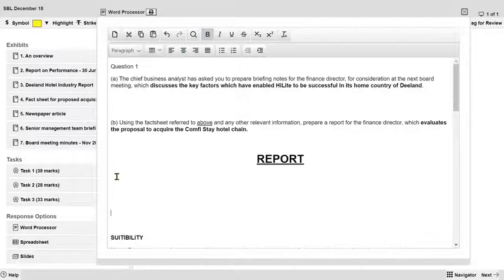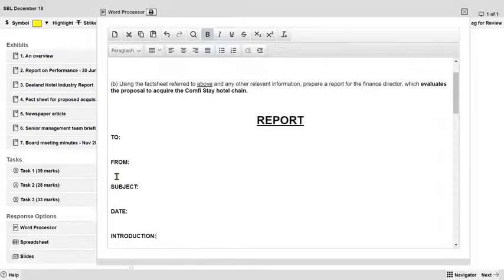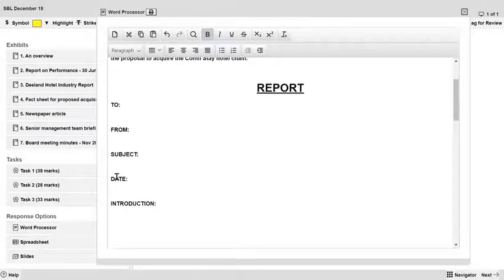Now in a report format, what do I need? There has to be a to, from, subject, date, introduction. These are the standard headings of a report. Notice that I have left one blank line in between just to visually make it more nice and open and not cramped. So who is this report addressed to?